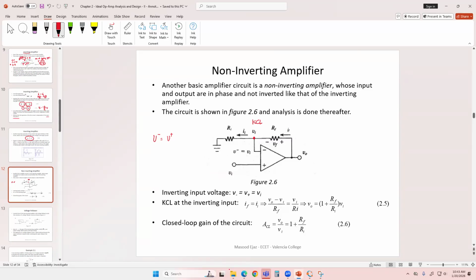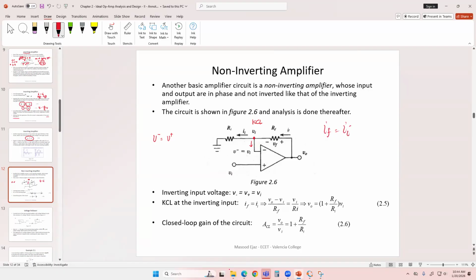So when you apply KCL, the two currents are going to be the same because there is no current that goes into the input terminal of the operational amplifier. We already declared that no current goes into the input terminals of the operational amplifier because of the extremely high input resistance of the operational amplifier. So these two currents, IF and II, will be equal to each other. Current going towards the inverting terminal is equal to current going away from the inverting terminal. So IF will be equal to II.